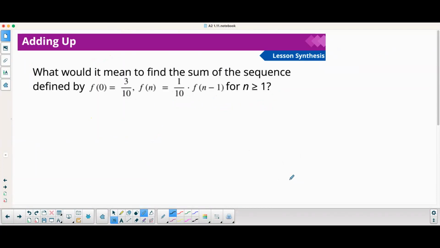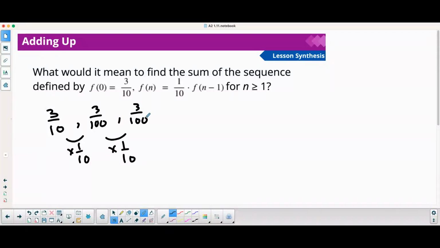All right, lesson synthesis. What would it mean to find the sum of the sequence defined by f of 0 equals 3/10? And then they give us a recursive formula, f of n equals 1/10 times f of n minus 1. So we're basically just multiplying by 1/10. So let's draw it out. So if I times this by 1/10, I get 3 over 100. Times that by 1/10, we get 3 over 1,000. And you can kind of see the pattern here.